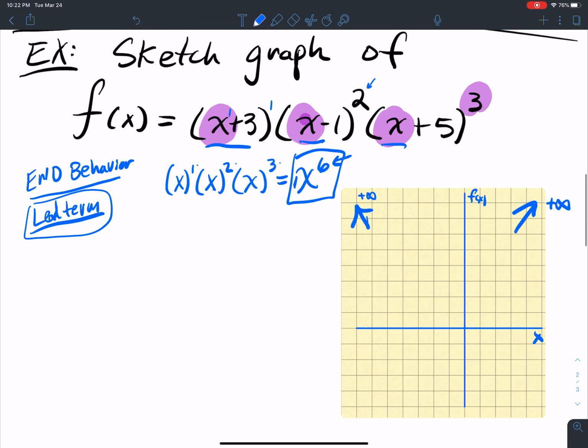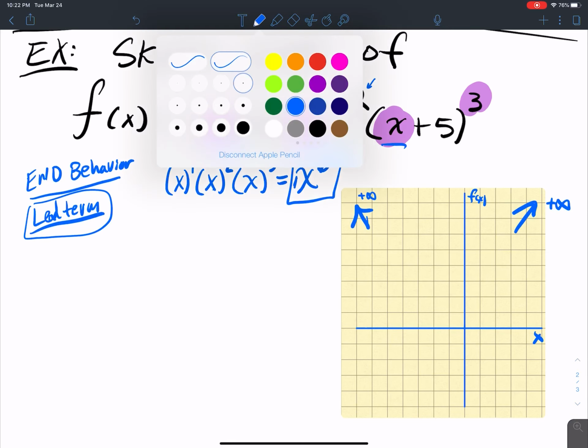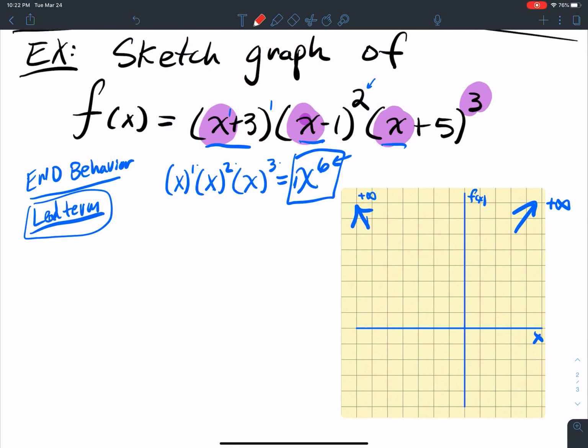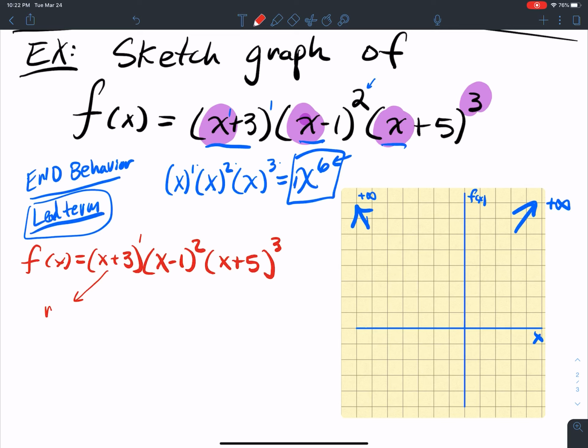All right, cool. So I want to look at the multiplicity for each one. So f of x is equal to (x plus 3) times (x minus 1) squared times (x plus 5) cubed. The multiplicity for this first factor, how many x plus 3 factors? There's only one of them. So the multiplicity is equal to 1. Okay?